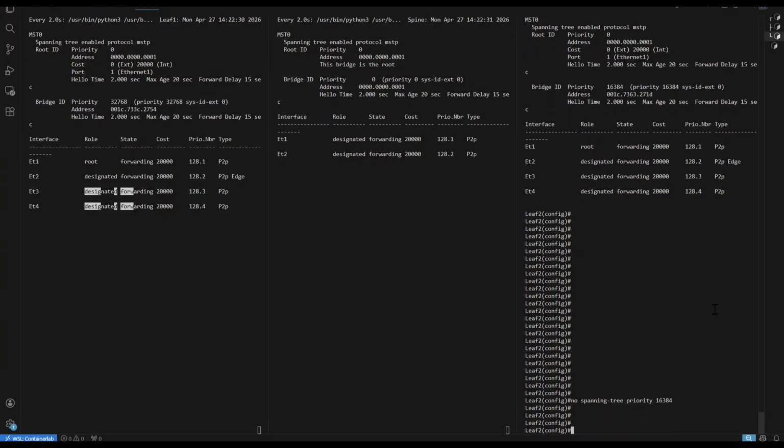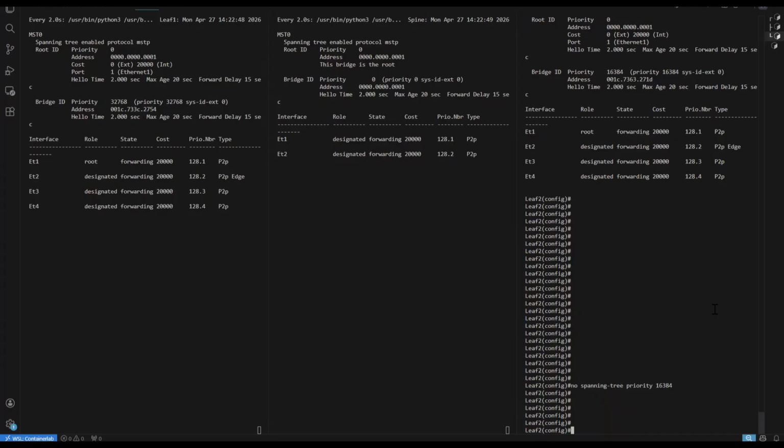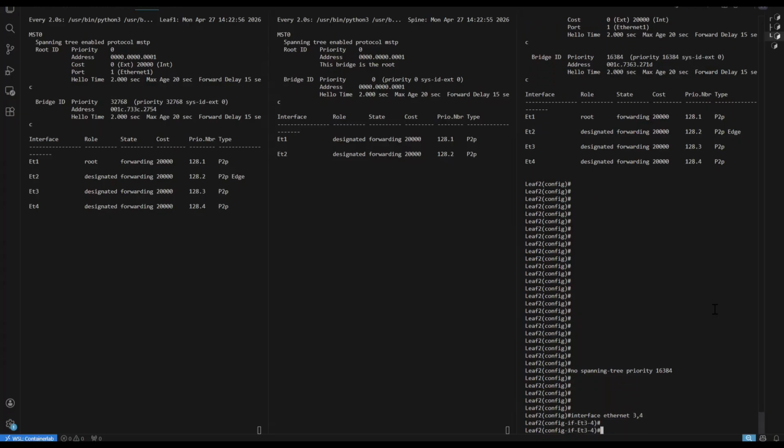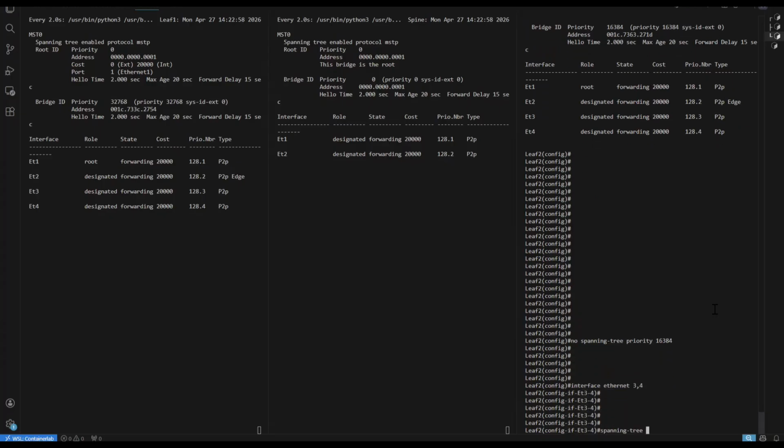Okay, now again, ED3 and ED4 on leaf 1 become the designated. So the next one, what I'm going to do is change the port priority on ED3 and ED4. We'll see that. I'm not confident, I'm not sure about it. Anyway, let me see. Even I haven't tried it yet. So let me try.